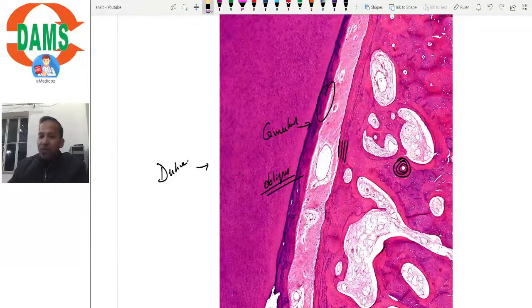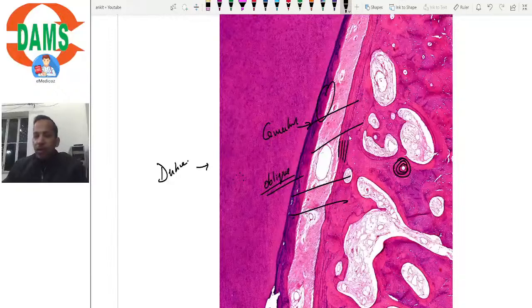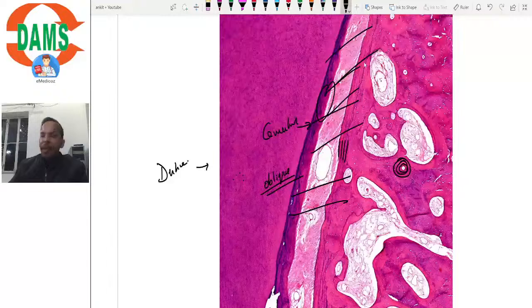So if the examiner asks you which group does this fiber belong to, you can easily identify that this belongs to the oblique group of fibers, isn't it? Here also you can identify this belongs to the oblique group of fibers. If you take a look at it, these fibers are running more or less in an oblique direction. So these are oblique periodontal ligament fibers.